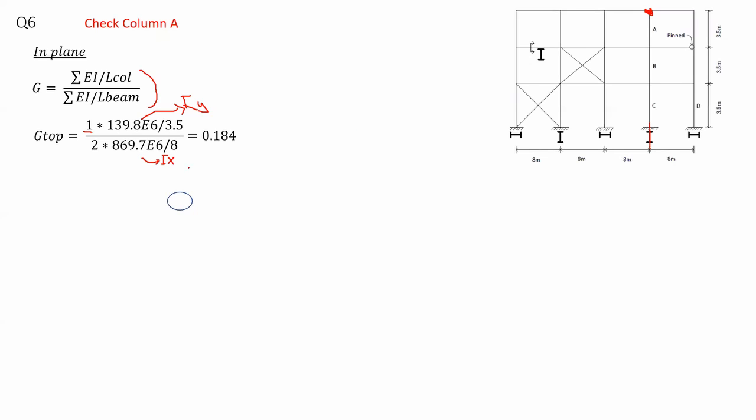Now, we consider the G-bot. For the G-bot, I have this point for column A again. Now, at this point, as you can see, I have the upper column that is connected, A, and the bottom column connected to it, B. So I have 2 columns. Therefore, I substitute the value 2 in here, multiplied by IY, and divided by 3.5.